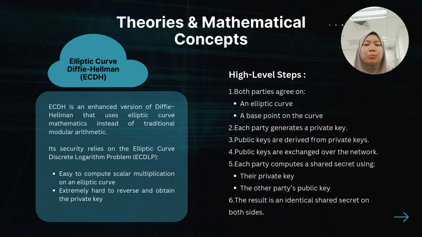In practice, both parties agree on an elliptic curve, generate private and public keys, exchange the public keys, and compute a shared secret. Because of its efficiency, ECDH is widely used in modern protocols such as TLS, mobile applications, and IoT systems.